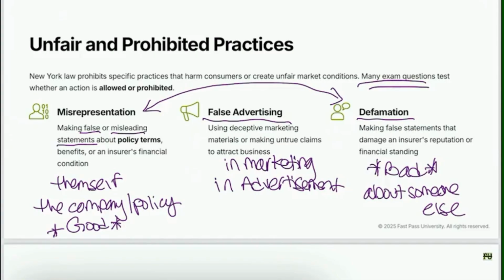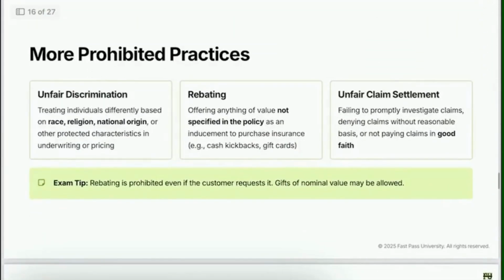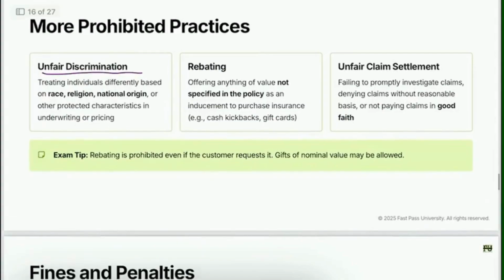Some other prohibited practices that you could be tested on and you want to be comfortable with is unfair discrimination. It is treating individuals differently based on race, religion, national origin, or other protected characteristics in underwriting or pricing. Okay. Now, insurance is discriminatory by nature in a way, not like this, not for race, religion, national origin. That's never allowed in any instance. But they can charge different rates for different classes.